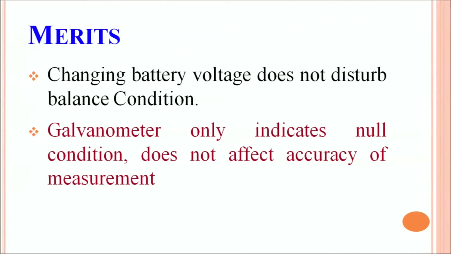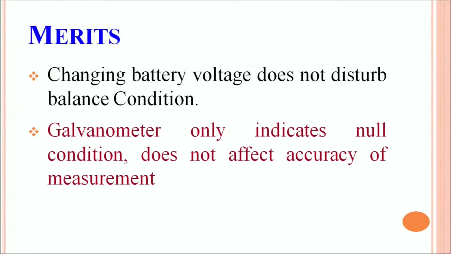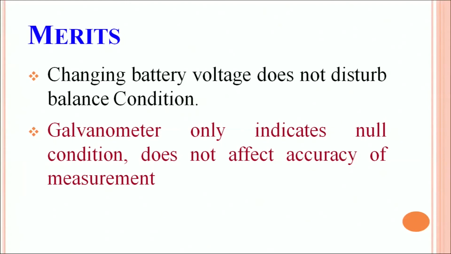Now, the merit of the Wheatstone bridge is that if you change the battery voltage, it does not disturb the balance condition. You already have seen the balance condition, there is no voltage appearing here. You only have a ratio of the resistances. So, even if you need to change the battery, it will not disturb the null condition. Then the other merit is that the galvanometer only indicates the null condition. It does not affect the accuracy of the measurement.